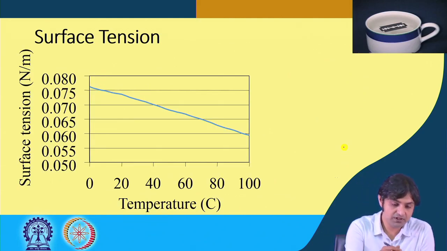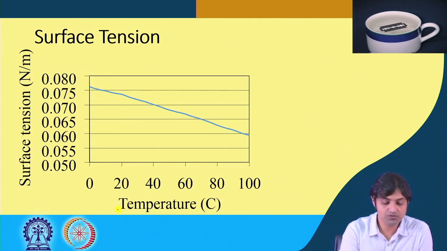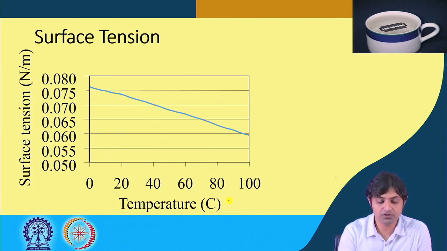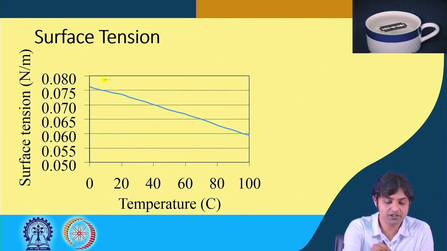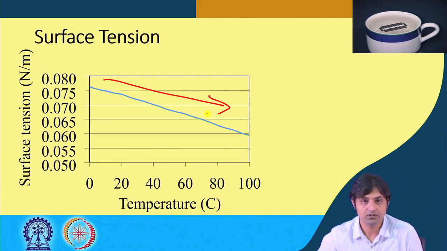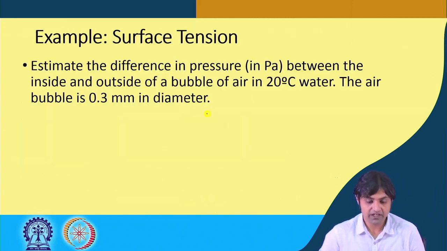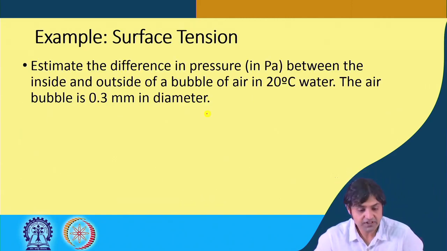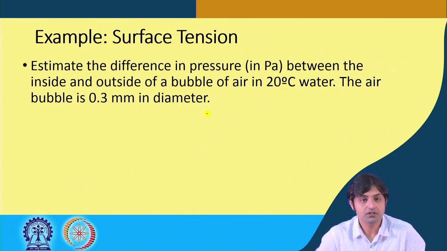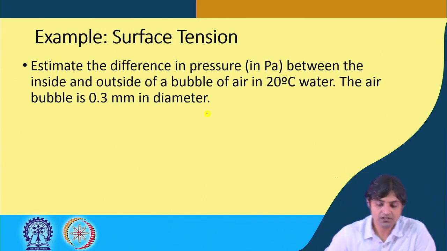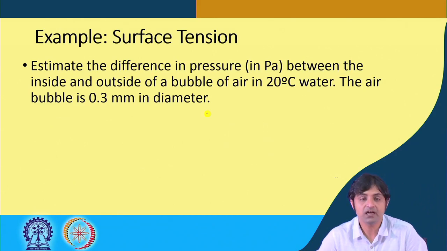As you can see from this curve, as soon as you increase the temperature of the fluid or water, the surface tension goes down. So we have included an example of surface tension here. Estimate the difference in pressure between the inside and outside of a bubble of air in 20 degrees centigrade water. The air bubble is 0.3 millimeters in diameter.